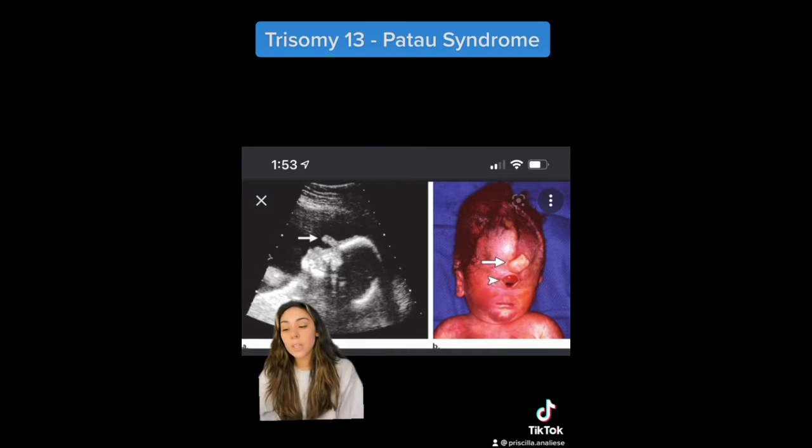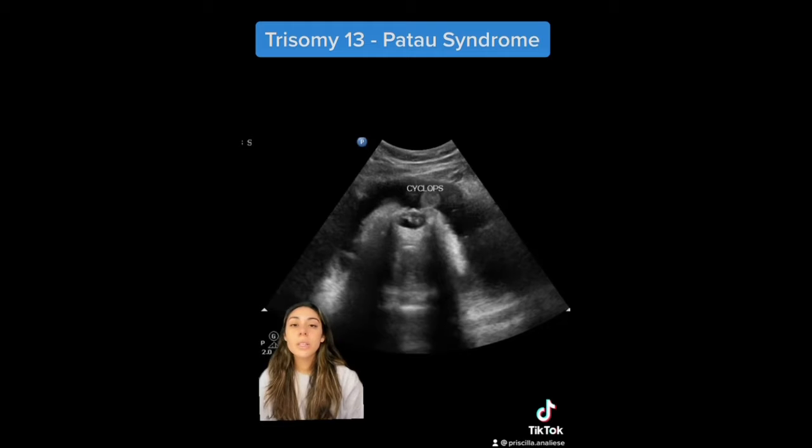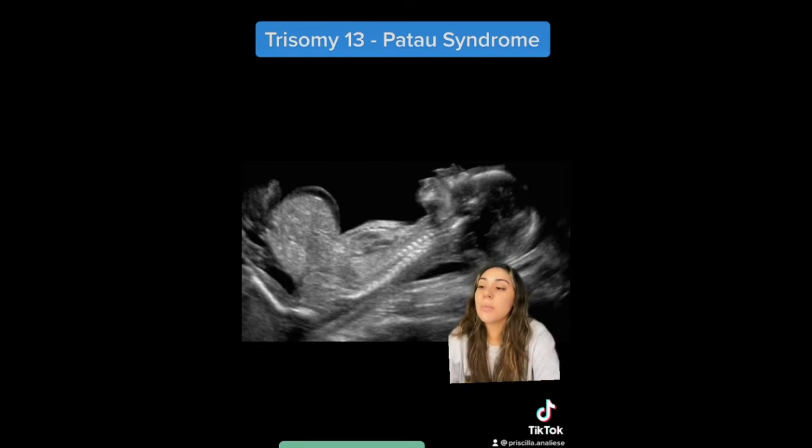Another physical feature is proboscis and cyclopia. They usually go hand in hand, but proboscis is an elongated facial appendage, and cyclopia is just having one eye. As you can see here, we have the ultrasound image and then the physical view next to it. So these are definitely some key things that are apparent with trisomy 13. And just to give you a better idea of what cyclopia looks like under ultrasound, this is a really good ultrasound image.